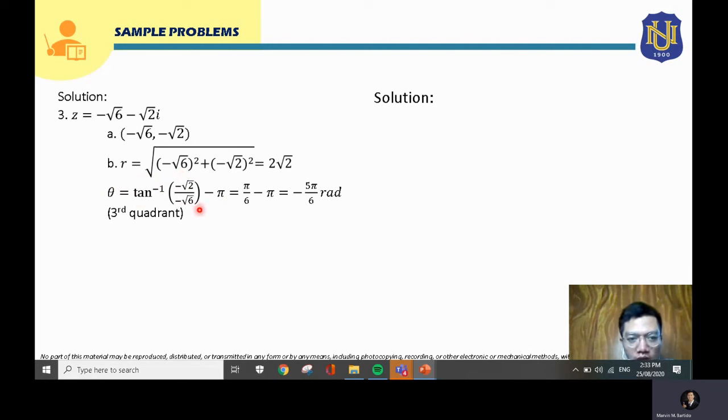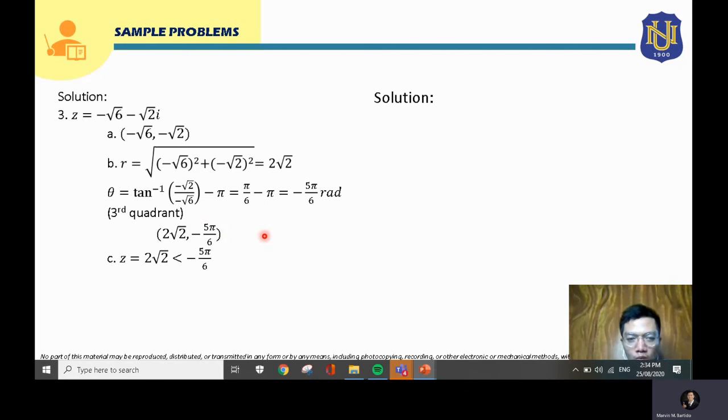What will happen here is that the arctangent of negative square root of 2 over negative square root of 6 will be pi over 6 minus pi. So the answer will be negative 5 pi over 6 radian. So that will be the theta. Combining r and theta, that will be your polar coordinates. So these are your polar coordinates: 2 square root of 2, and negative 5 pi over 6.